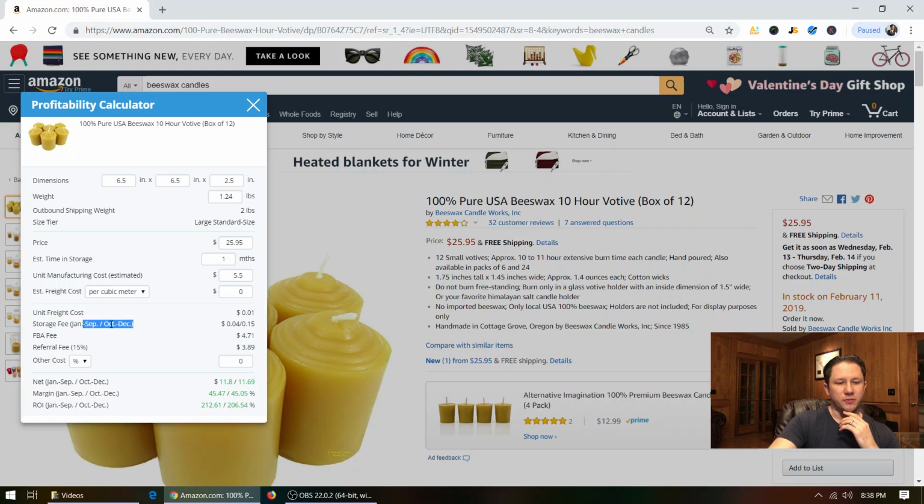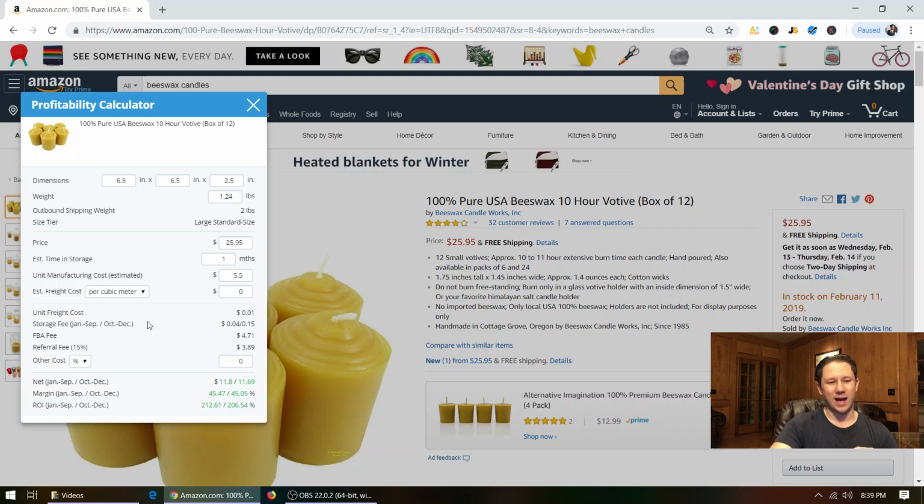The storage fee. Amazon charges you storage fees based on the size of your item and how many items you have in stock. As you can see, the storage fee here is only 4 cents. And if it's in October through December, which is the holiday season, the fees are higher. They're 15 cents. This is per unit per month, okay? So generally, you just build this into your profit, into your calculations, okay?